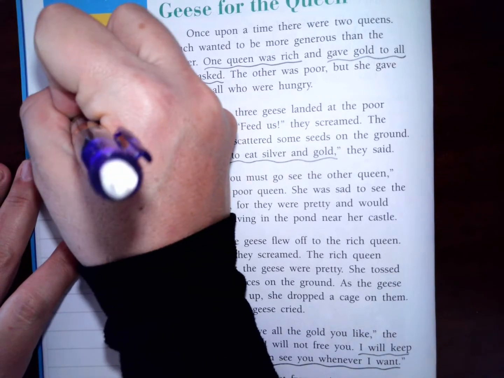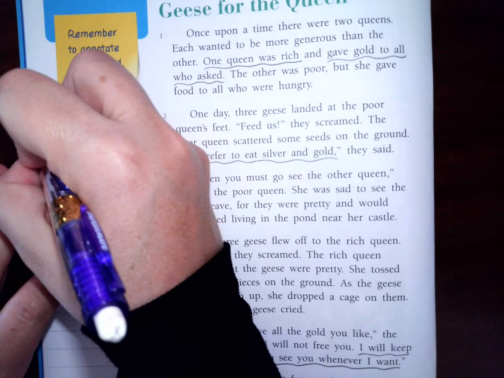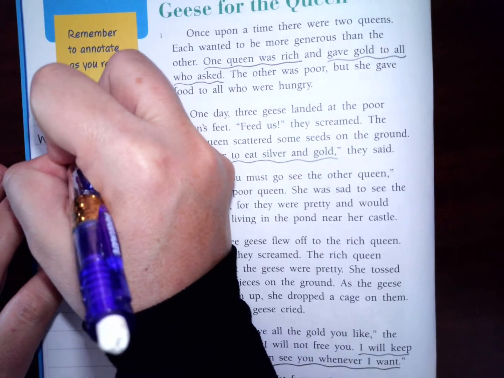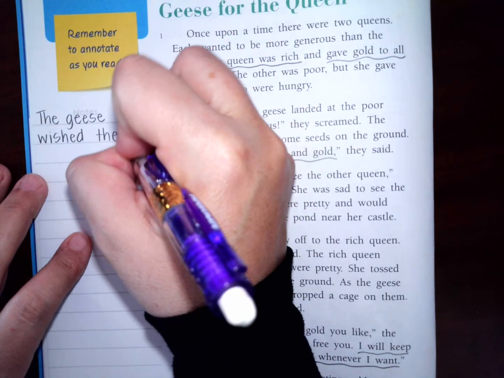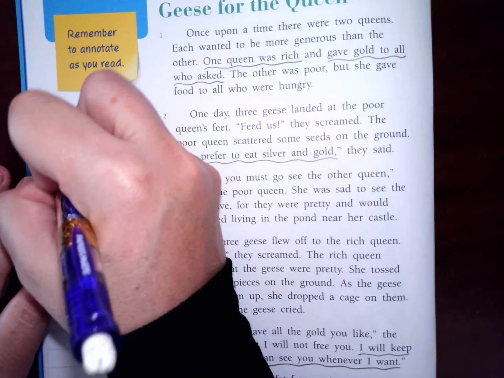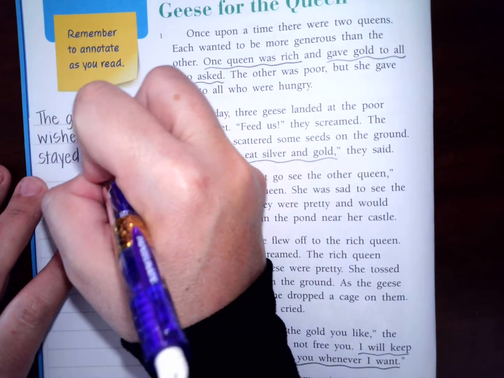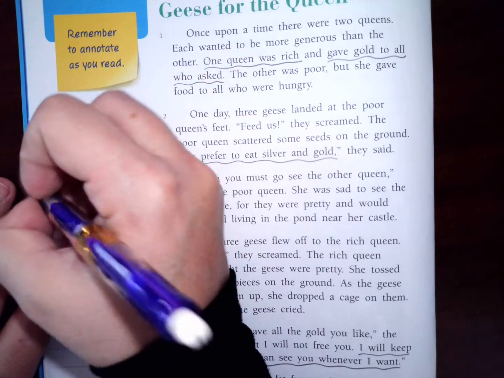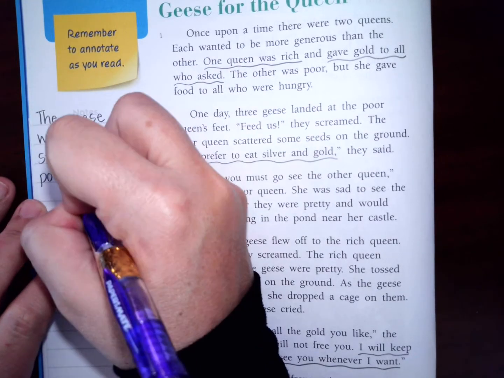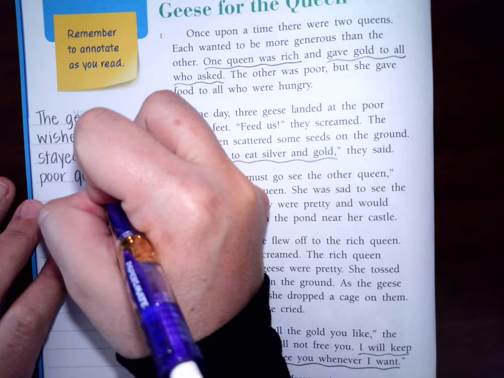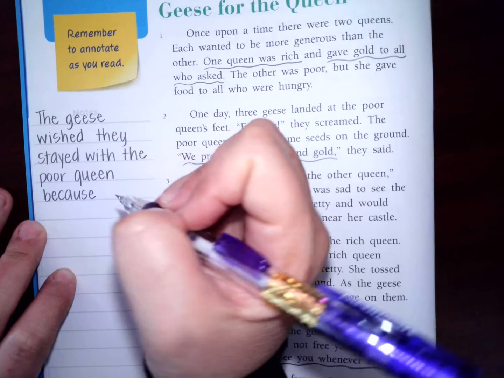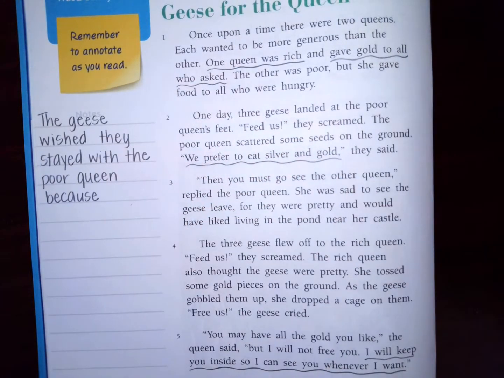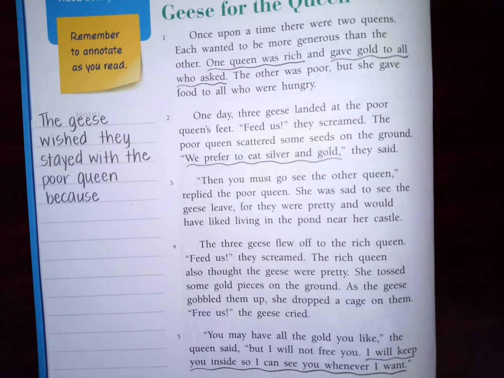The geese wished they stayed with the poor queen because, and I want you to finish that sentence. So go ahead and pause the video and finish that sentence.